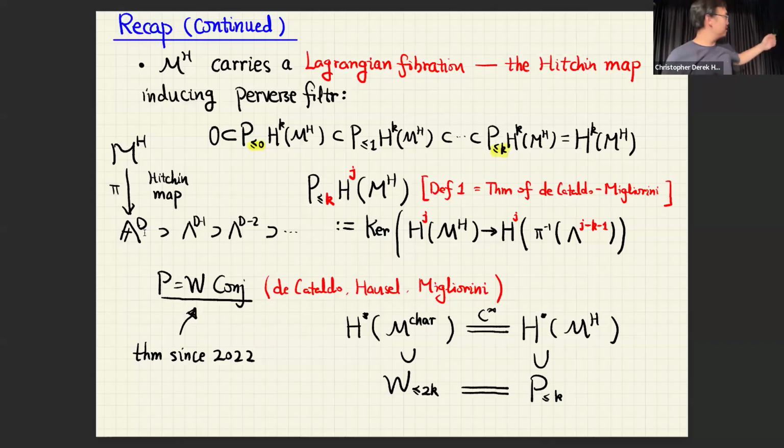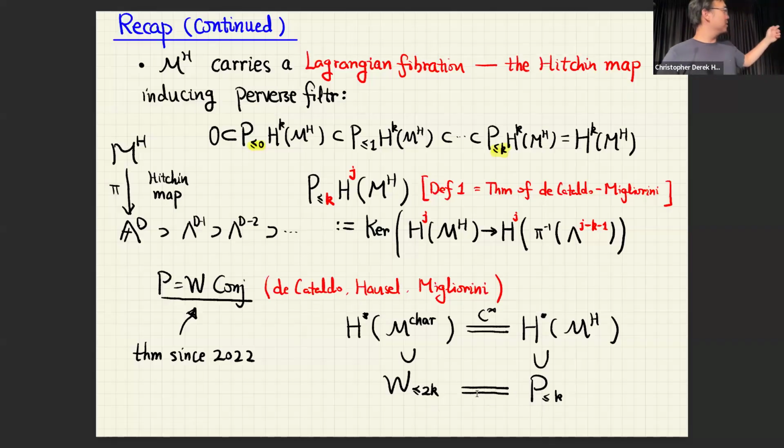And then the P=W conjecture is that if you look at the mixed Hodge structure, the weight filtration on the character variety via this highly transcendental map of non-abelian Hodge theory, then on the other side, the information is given by the topology of the Hitchin map. In other words, the W_2k, the 2k piece of the weight filtration, is matched with the k-th piece of the perverse filtration.